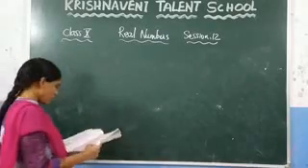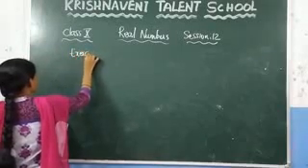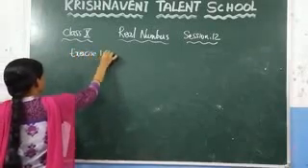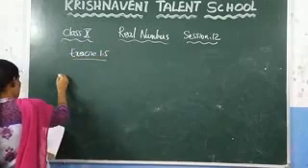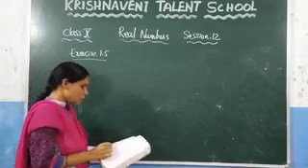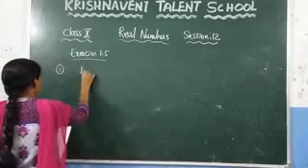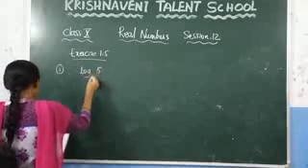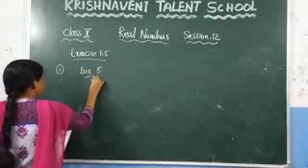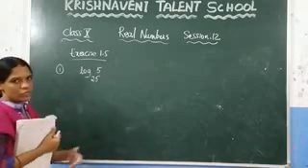See exercise 1.5. First question. Determine the value of the following. You have to find the value of the following, they have given the logarithms values. So here log 5 to the base 25. This is the question given. You need to find the value of this one.